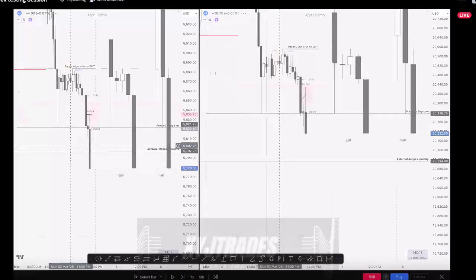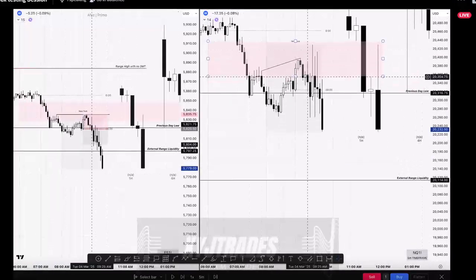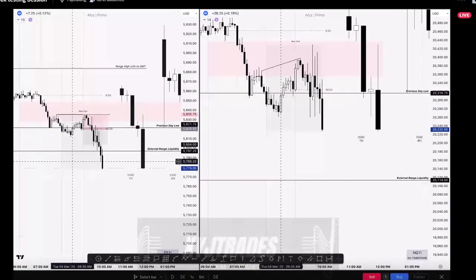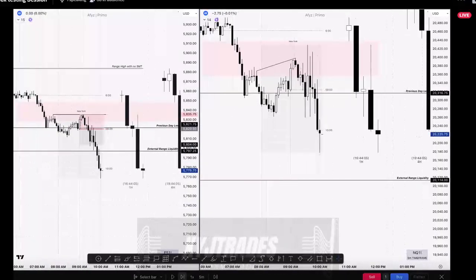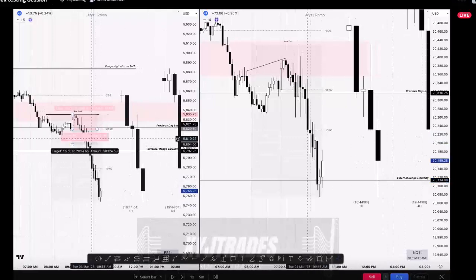So I don't take that trade lower. For me, this is very messy in here, seek and destroy, and I'm not interested in taking price lower, which eventually you can see delivers on both indices.